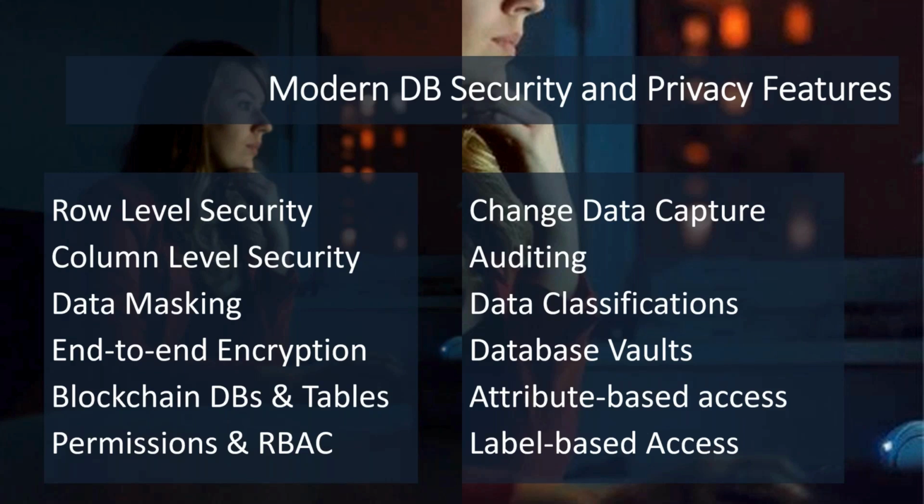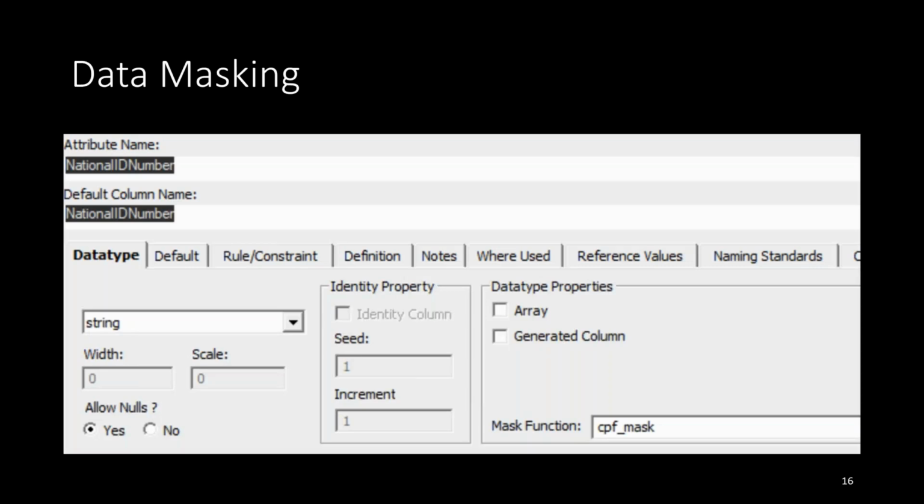There's database vaults. These are new. I know about these in a few DBMSs and cloud providers. These are basically ways of protecting the data. And this isn't data vault, by the way, as a data modeling thing. There's attribute level access and label-based access. And the labels are kind of the tags from data classifications.